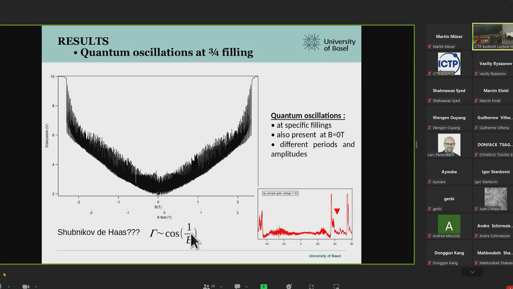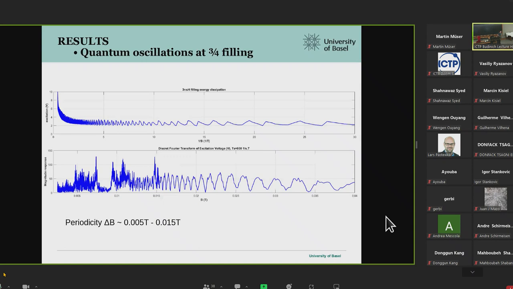special behavior, like 1/B. So this is also not the case here, especially at magnetic field equals zero, we should see no oscillations if it were Shubnikov-de Haas, and we see that even for magnetic field equals zero, we see oscillations. So we tried to determine the periodicity of this magnetic field oscillation. You see that we have some distribution of periodicity, from 5 millitesla up to 15 millitesla.